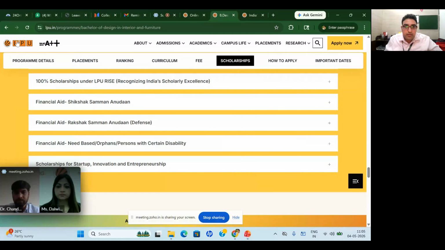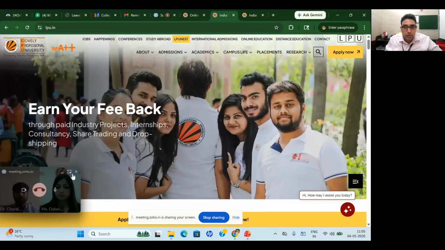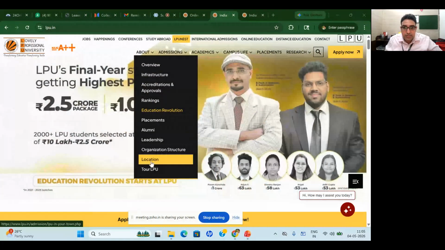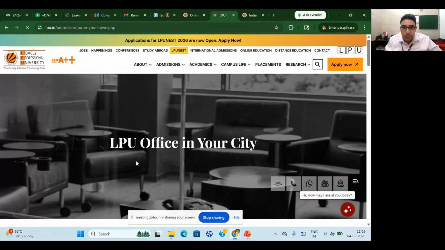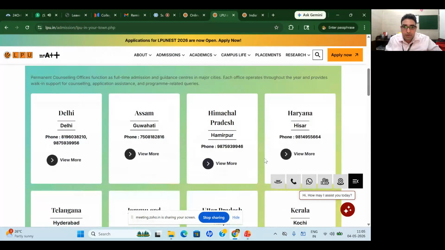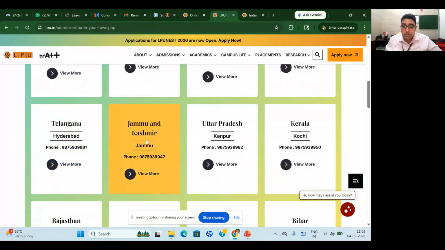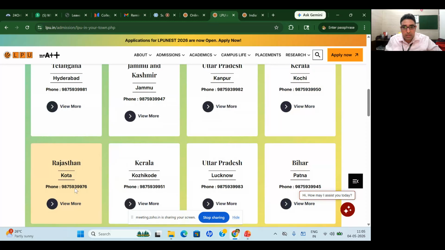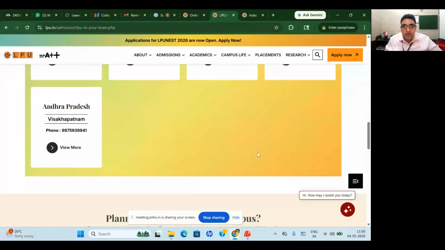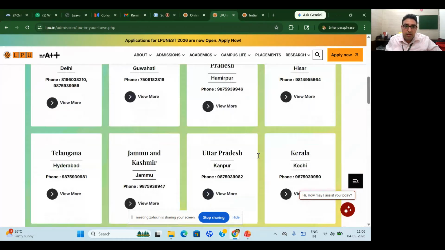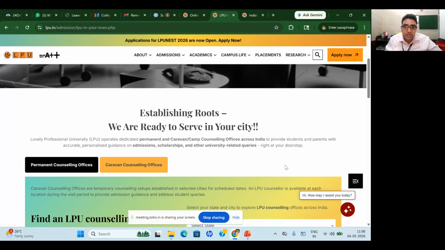Let me share my screen once again. I would want to show this to our viewers. On our website, this is the home page, and once you go to the About section, very easily you can find the location of our officials, the LPU office in your city. We have 16 permanent offices across the country: Delhi, Guwahati in Assam, Hamirpur in Himachal Pradesh, Hisar in Haryana, Hyderabad in Telangana, Jammu in J&K, Kanpur in Uttar Pradesh, Kochi, Kota, Kozhikode, Lucknow, and so on. We have 16 permanent offices, and you have an option to search your own city as well.